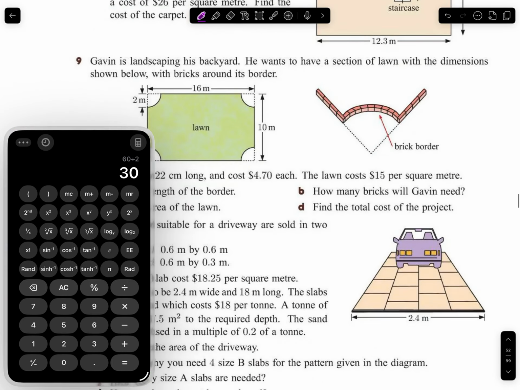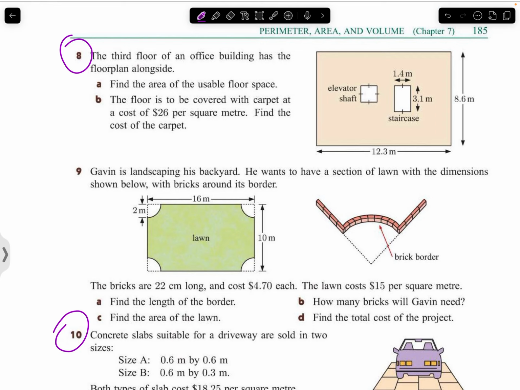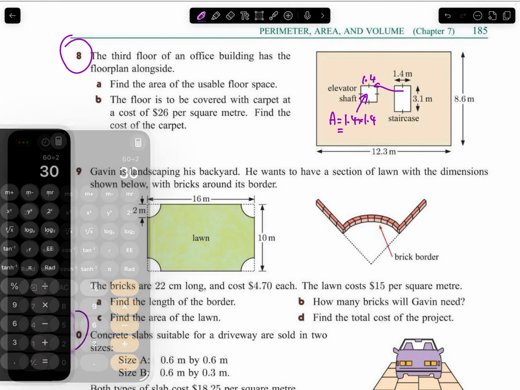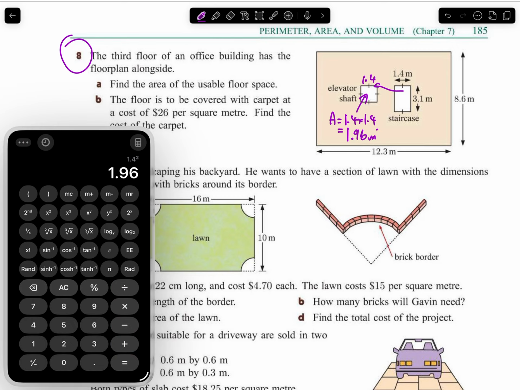Question 8. Third floor of an office building has a floor plan. Find the area of usable floor space. This dash means that that is also 1.4 and it's a square, so it's 1.4 all around. So the area of this is going to be 1.4 times 1.4, which is 1.4 squared, 1.96 square meters.